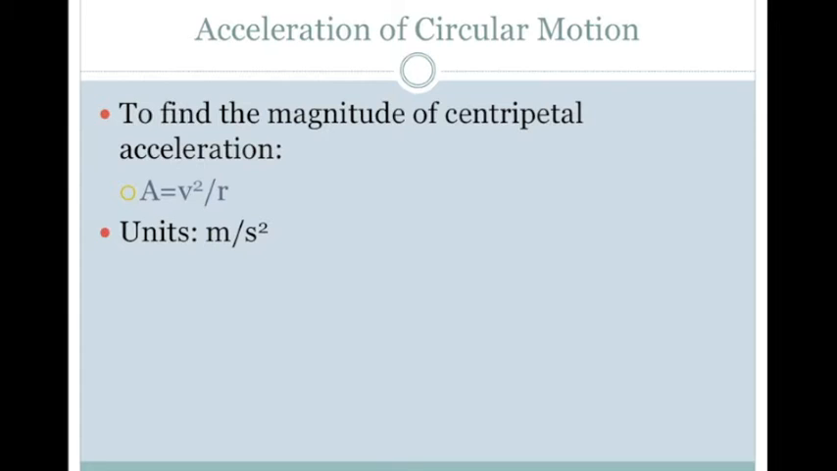So the last thing for today, acceleration of circular motion. To find the magnitude of centripetal acceleration, use the formula a equals v squared over r, and the units for acceleration are meters per second squared, because the units for acceleration are always meters per second squared.